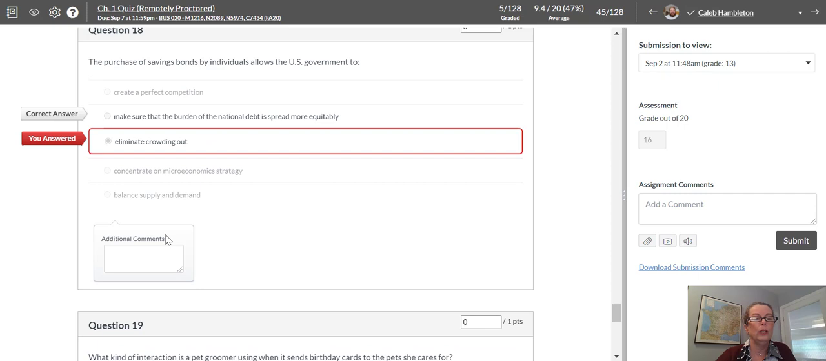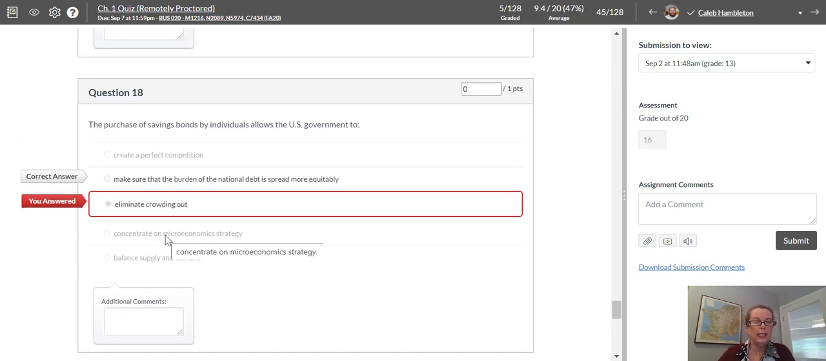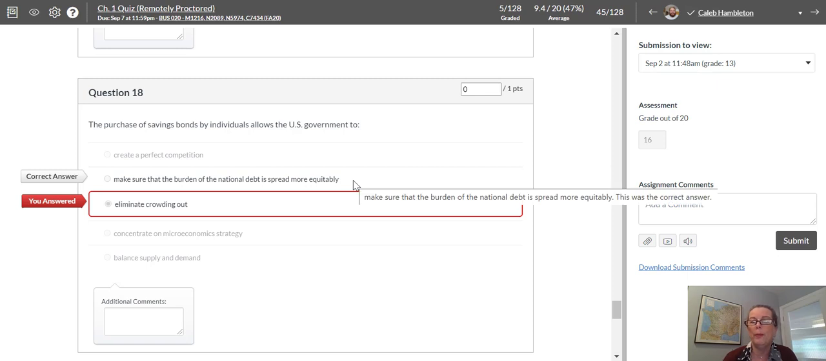And I think there were 2 more. Let's see. So on this one, 18, the purchase of savings bonds by individuals allows the U.S. government to, and you answered eliminate crowding out. And the correct answer is make sure that the burden of national debt is spread more equitably. So it means each of those people that purchases a savings bond is helping to carry the U.S. debt.